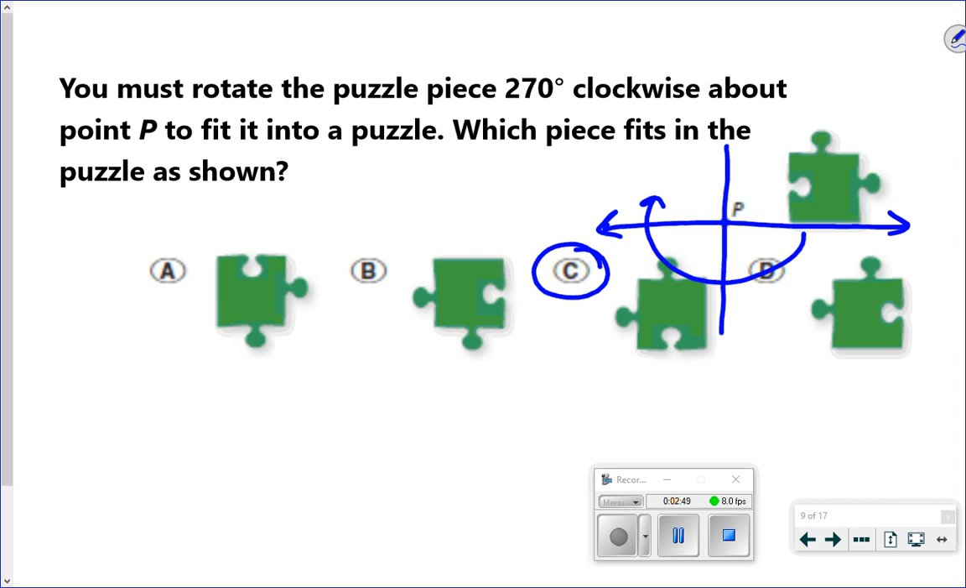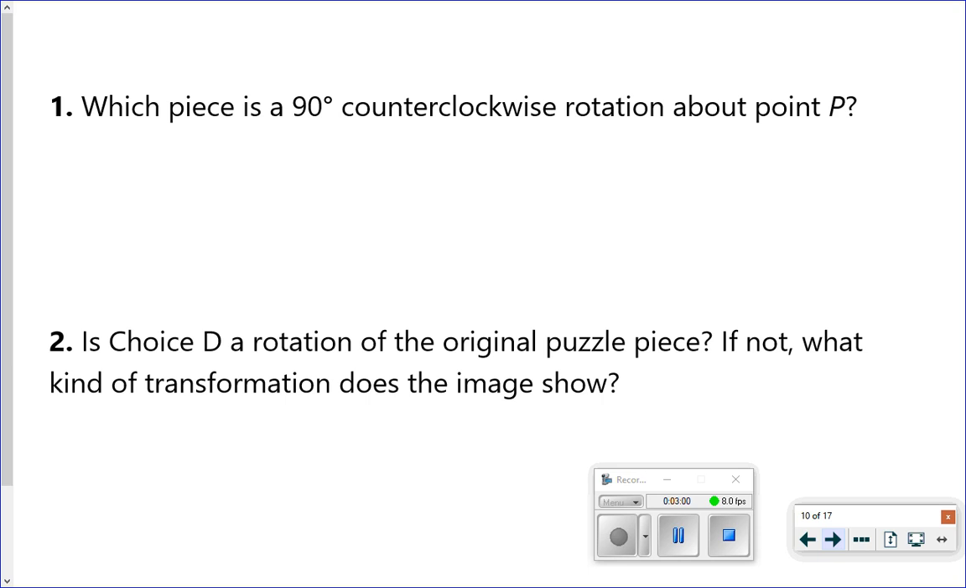270 degrees clockwise is also the same thing as 90 degrees counterclockwise. It would still put me in this position. If I imagine it rotated, that hole becomes down at the bottom. All right, so take a look at these questions, pause the video, and try them.